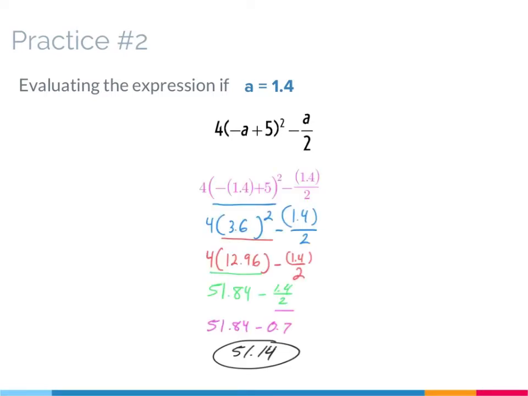How did you do? Were you able to get the answer correct? If not, go ahead and take a look back through my work to see where you may have made your error. And let's go ahead and move on to the next one once you've got your answer correct.